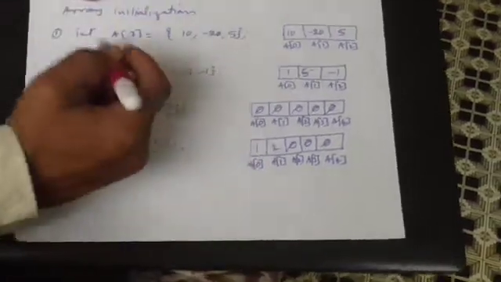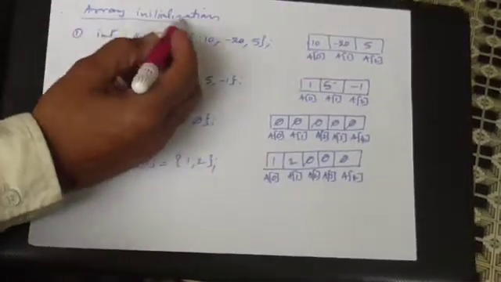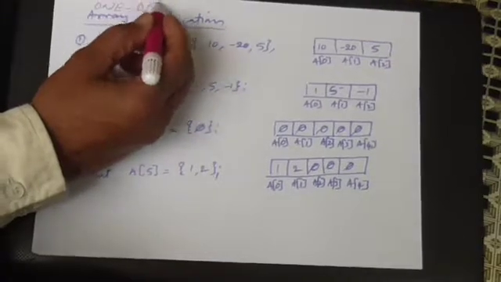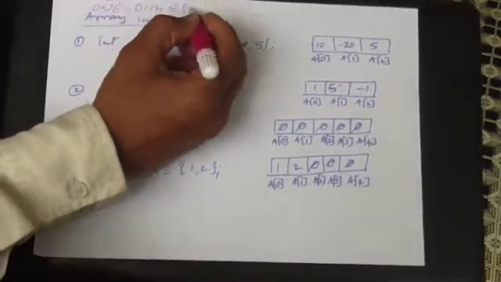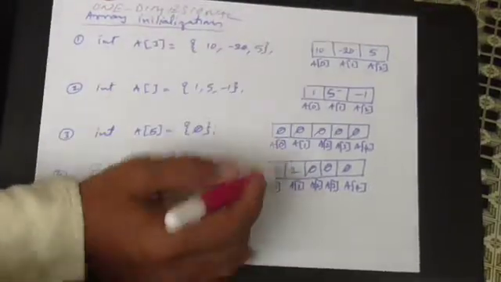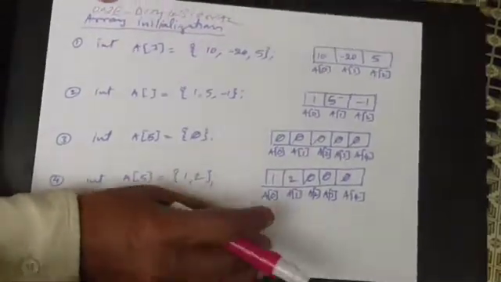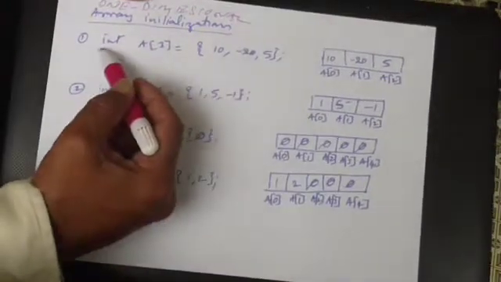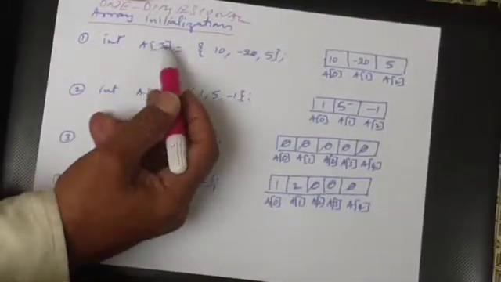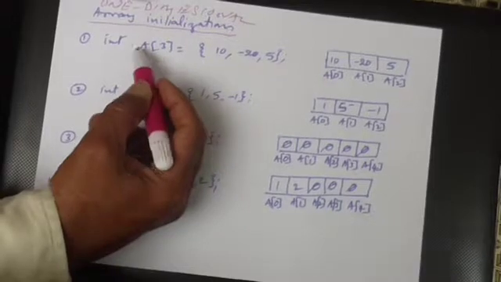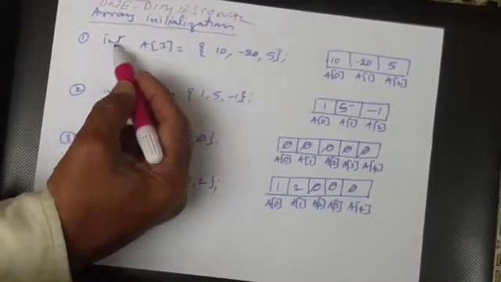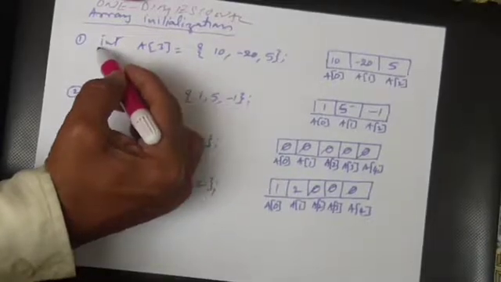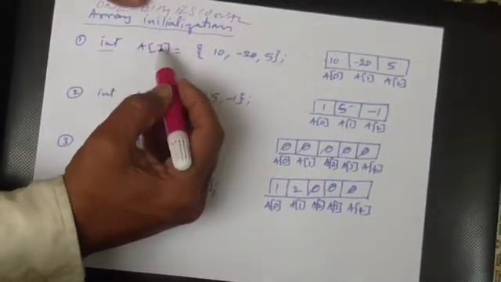So array initialization. It is implied that this is a one-dimensional array initialization. There are different ways of array initialization. First one is you can write int a[3]. The array name is a, the type of data it is going to hold is integer, and the number of elements is 3 here.